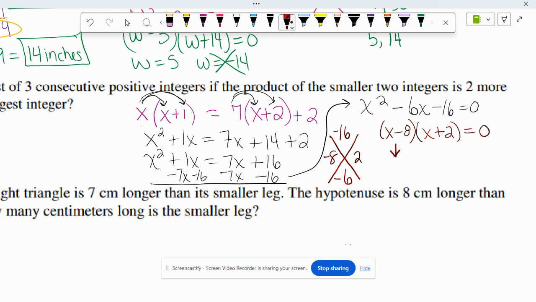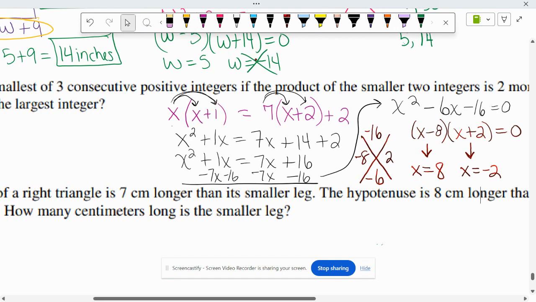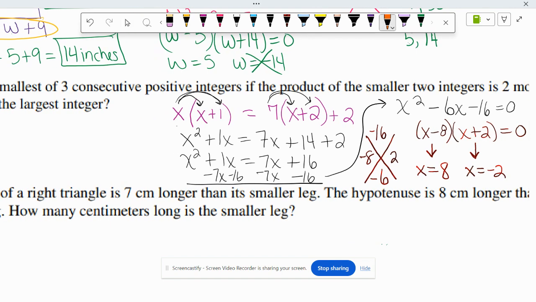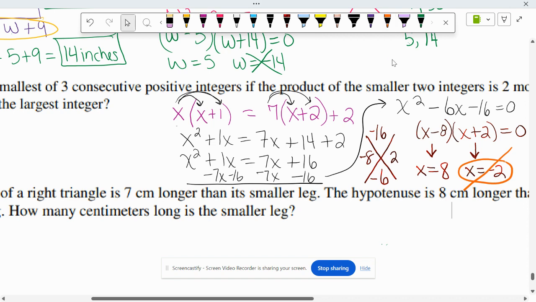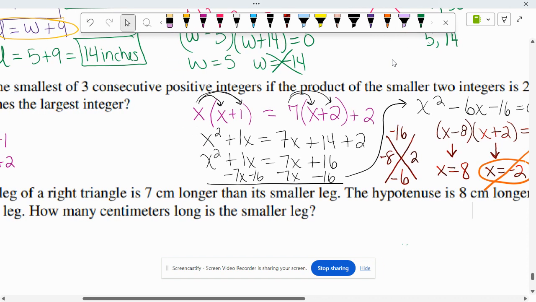Well, the opposite of the factor is the root. So the opposite of x minus 8 is positive 8. The opposite of x plus 2 is negative 2. All right. Does it say that we can have positive and negative integers? Or are we specifically looking for a type? Yeah, we're only looking for positive integers. This is not positive, so cancel it out. Negative 2 isn't positive. I want to see that you know you're not supposed to be using that one, right?